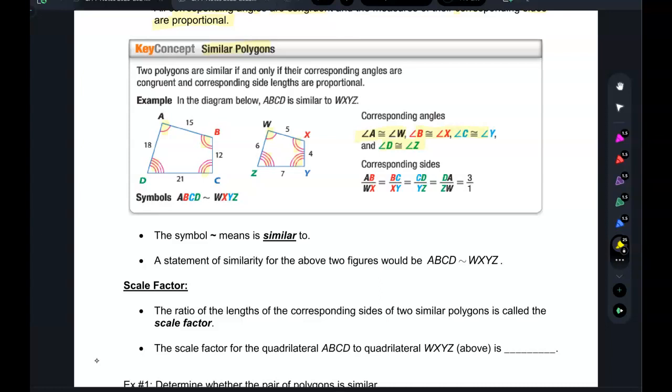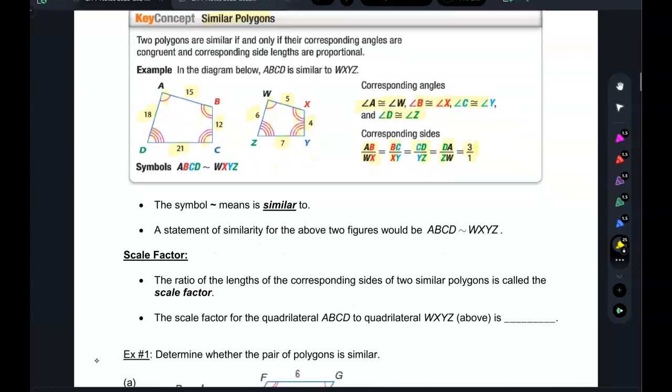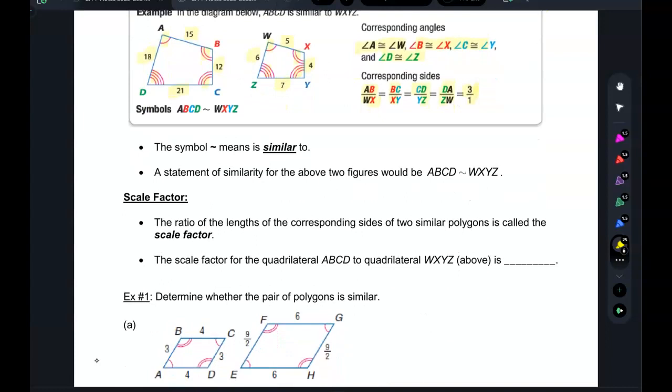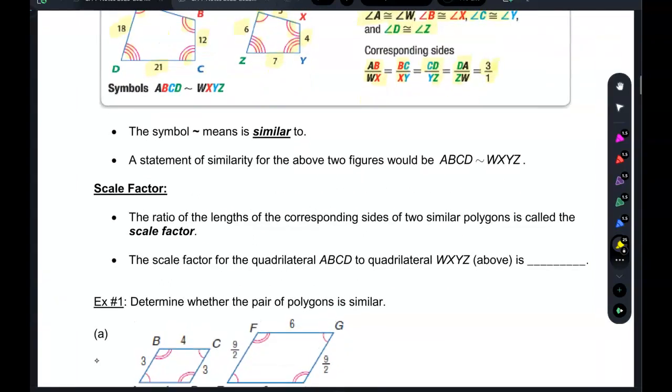They are proportional. So if I'm comparing 15 and 5, right, I get 3 to 1. If I compare 12 to 4, that also reduces to 3 over 1. If I compare 21 to 7, that also reduces to 3 over 1. And 18 over 6, also 3 over 1. So they have to all have that same ratio. If one of them turns out to be different, you do not have similar polygons.